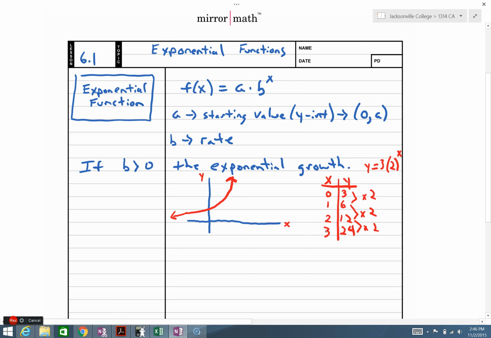So one of the key characteristics of our exponential function is the change over here is not a linear one. It's not an additive each time. It is some multiplier from one term to the next.